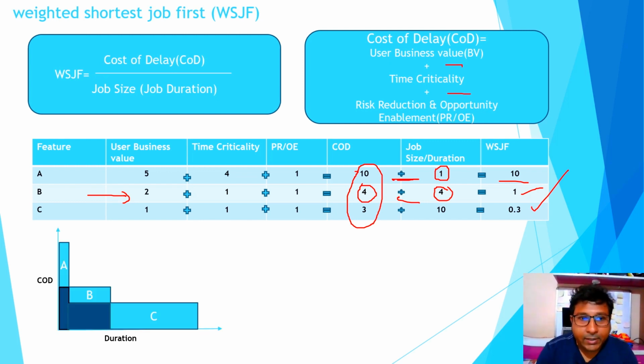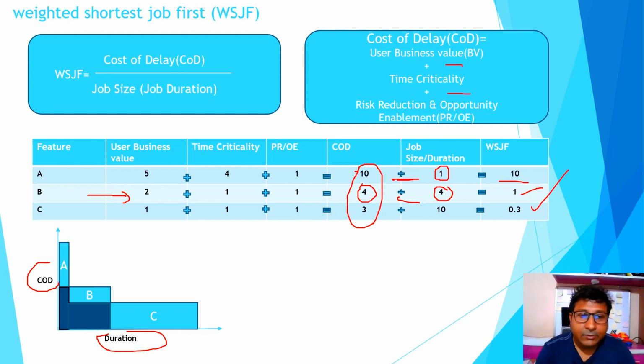Now I have actually, this picture will clarify the entire thing. Now this diagram, or this x-axis and y-axis thing, the x-axis is denoting the cost of delay, and the y-axis is denoting the duration. Now I have taken these three features, A, B, and C.